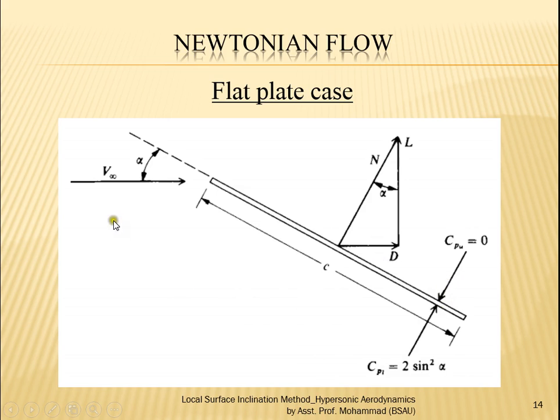And now since the flow is attacking this side, the behind side, the back side, is completely shielded from the flow, so Cp on the upper side will be 0, and Cp lower will be 2 sine square alpha. That's the thing we have just now derived according to Newton's sine squared law.